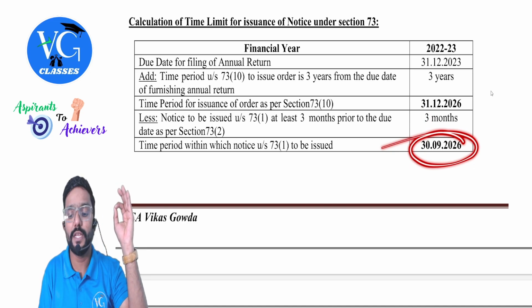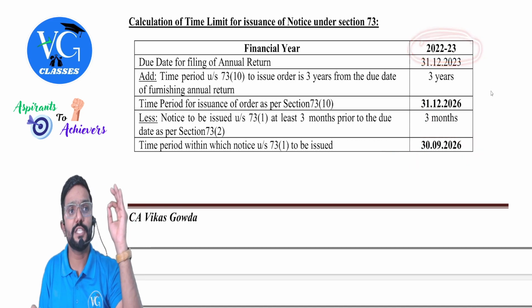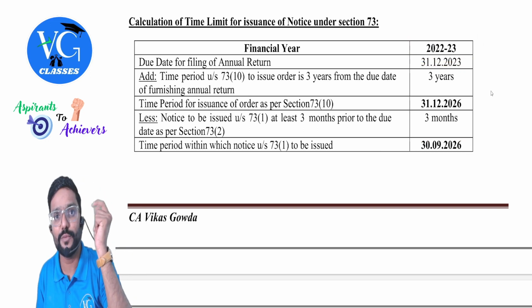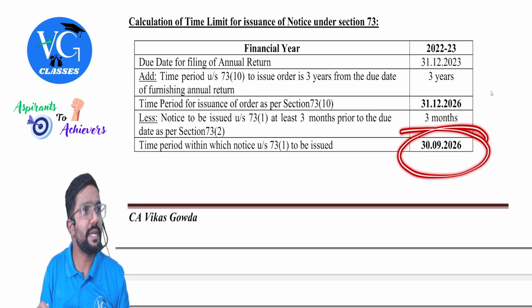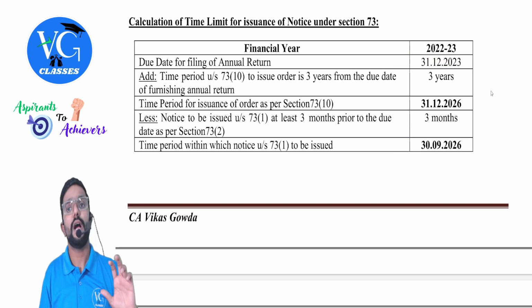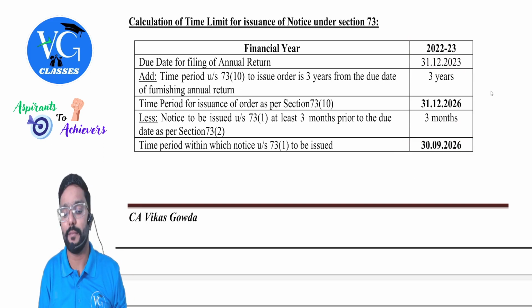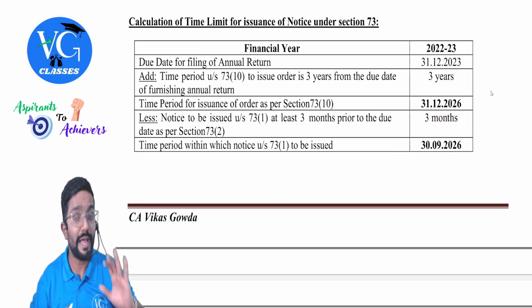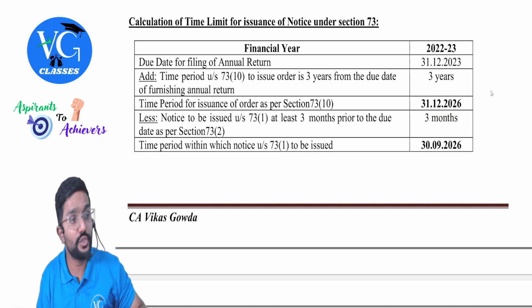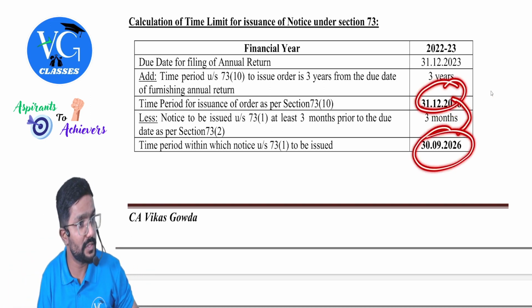If notice has to be given for any month of financial year 22-23, notice has to be issued on or before what date, people? 30th September 26. And order has to be passed within what time? 31st December 26. Actually, we have to go reverse. First, I should know this. Only then I can know this.